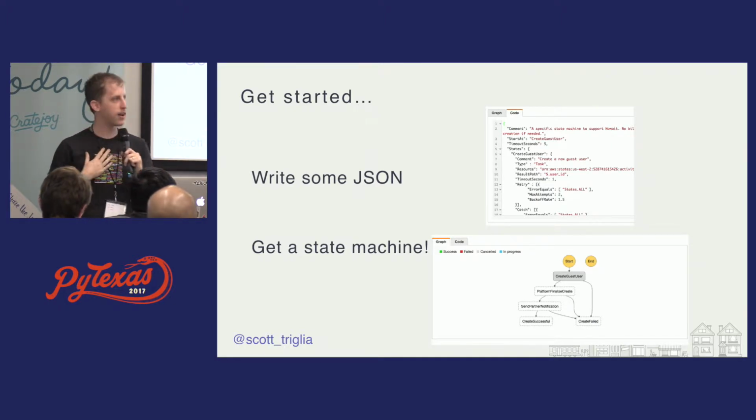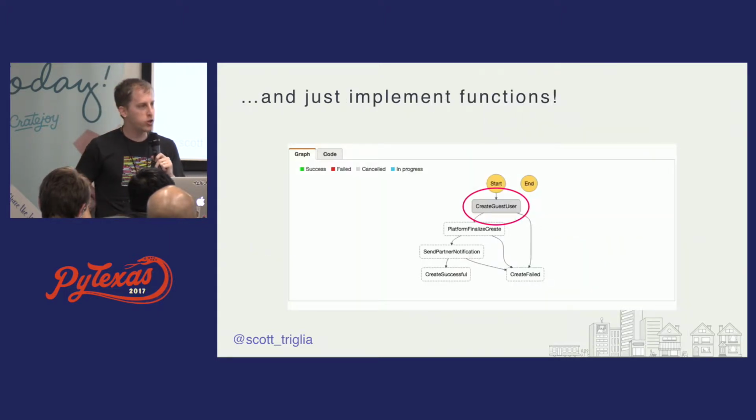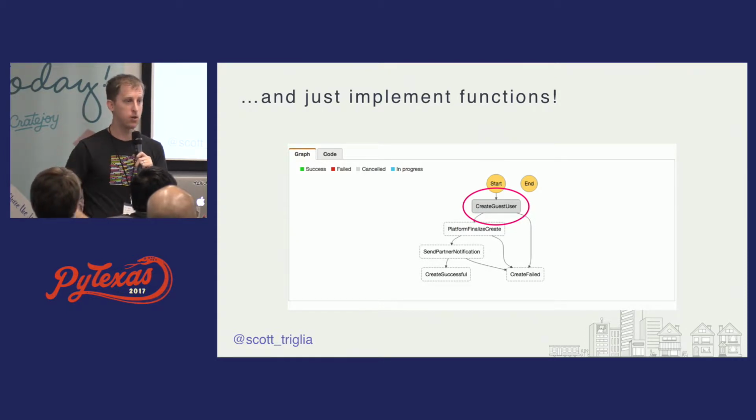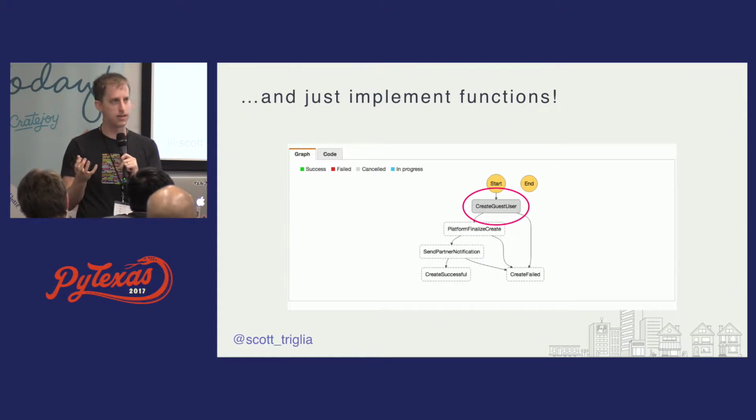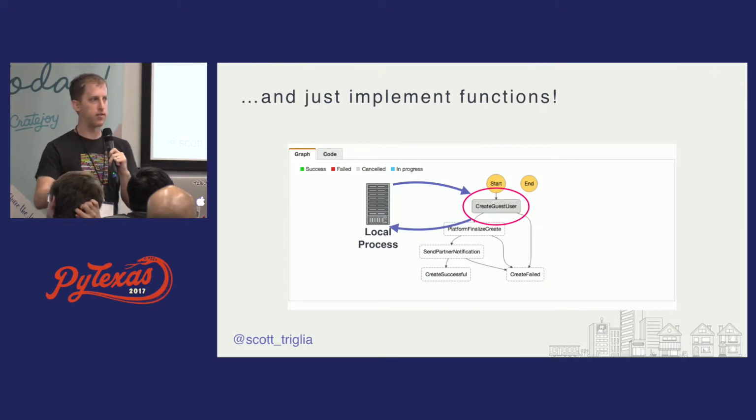So I don't make these diagrams. The UI is nice enough to do it for me. And our job, once we generate that state machine, is to implement functionality within it. So there's this concept called an activity task, which is basically just where you do something. And I give it a nice name, like create guest user. And Amazon says, you need to go ahead and implement whatever it means to create a guest user. Amazon doesn't have any clue.